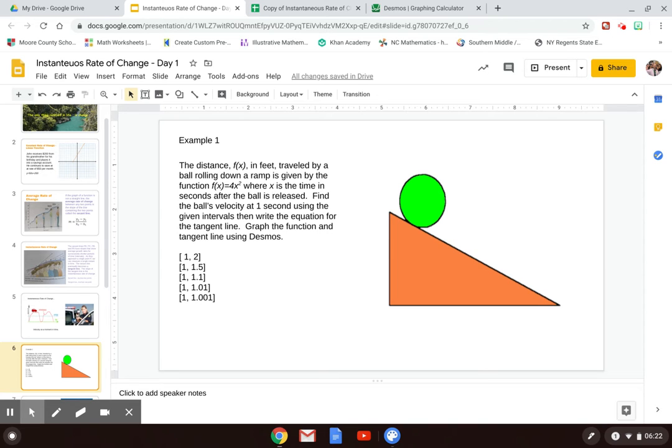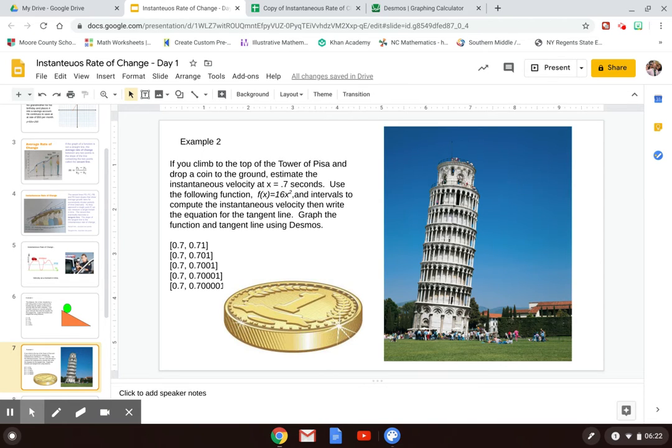So at 1 second, it was moving 8 feet per second. All right, so let's go on to example number 2, which says, if you climb to the top of the Tower of Pisa and drop a coin to the ground, estimate the instantaneous velocity at x equals 0.7 seconds. Use the following function, f of x equals 16x squared, and intervals to compute the instantaneous velocity. Then write the equation for the tangent line, and graph the function and tangent line using Desmos.